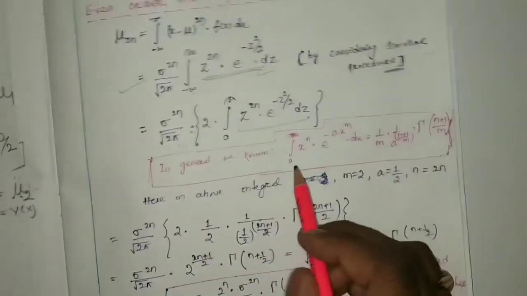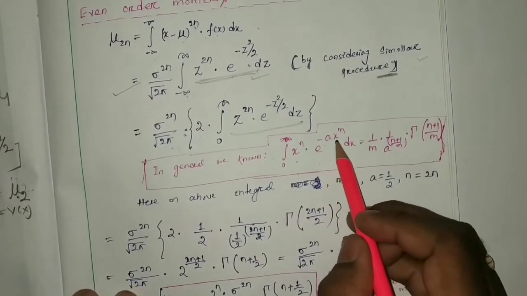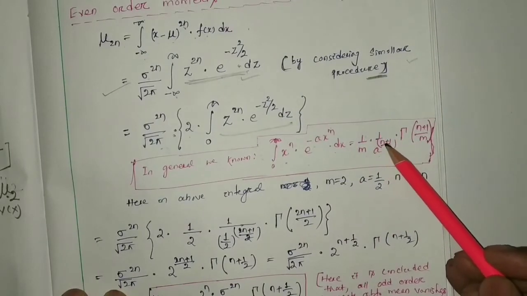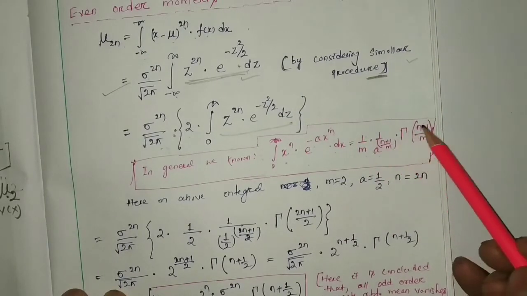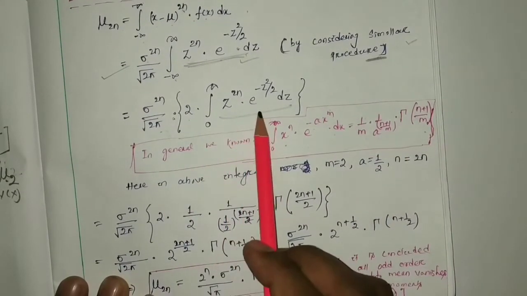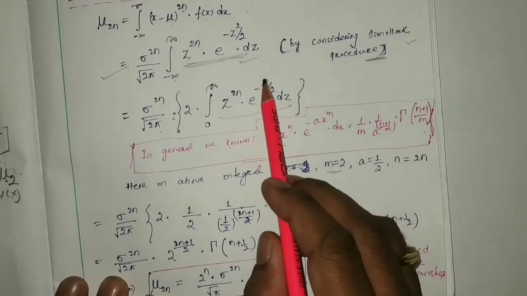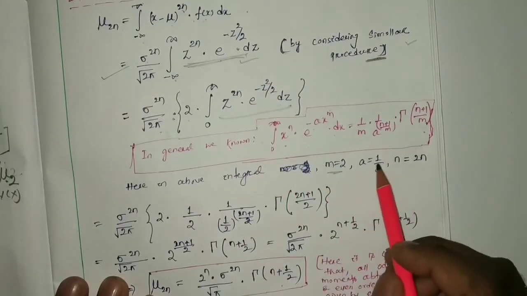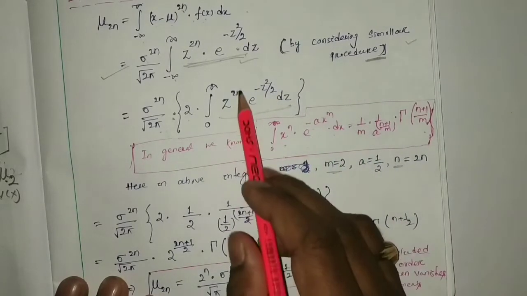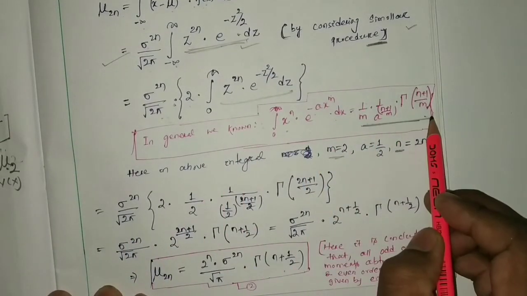So in general we know that integral from 0 to infinity of x to the power n e to the power minus a x to the power m dx is nothing but 1 by m into 1 by a to the power (n plus 1) by m into gamma of (n plus 1) by m. So here in this integral the value of m is nothing but 2, the value of a is 1 by 2, and the value of n is nothing but 2n, so we just have to substitute in this answer. What will the value be?